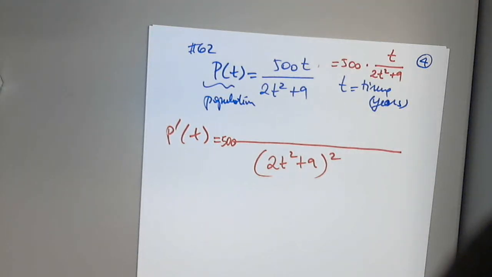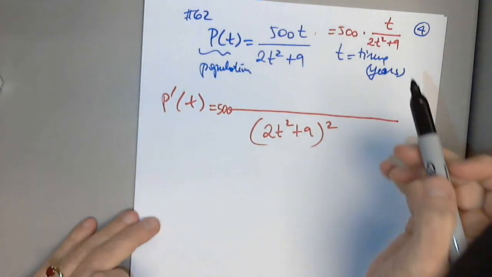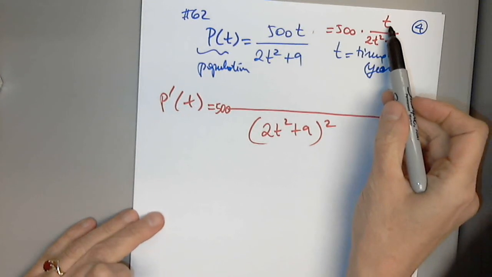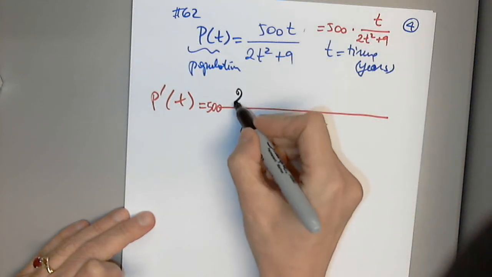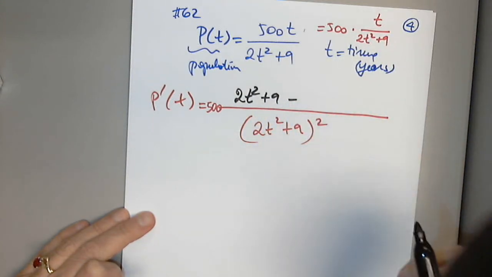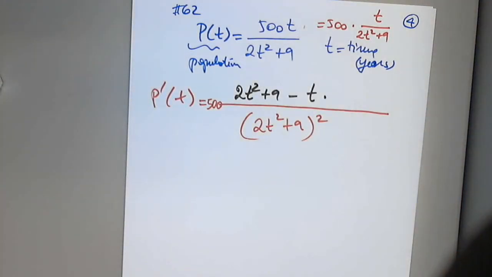Don't incorporate the number because it just makes it more difficult. So the top function prime, please. How much? The derivative of t. 1 times the denominator, 2t squared plus 9, minus the numerator times the denominator prime.